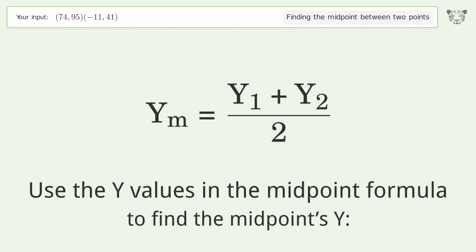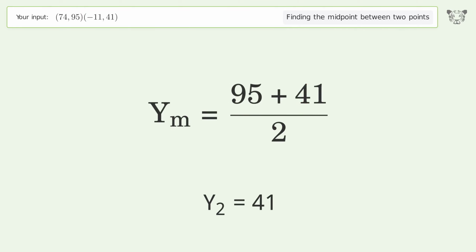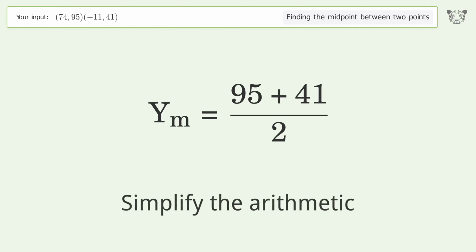Use the y values in the midpoint formula to find the midpoint's y. y1 equals 95. y2 equals 41. Simplify the arithmetic.